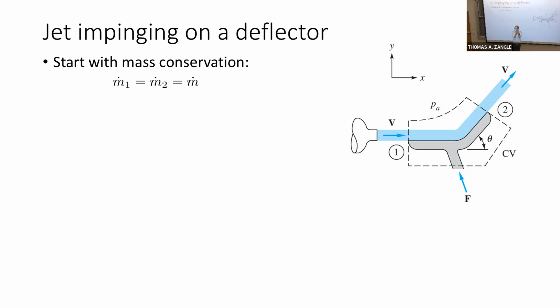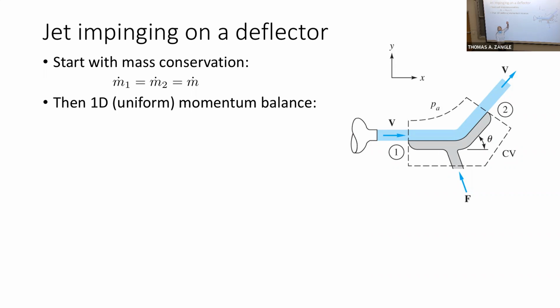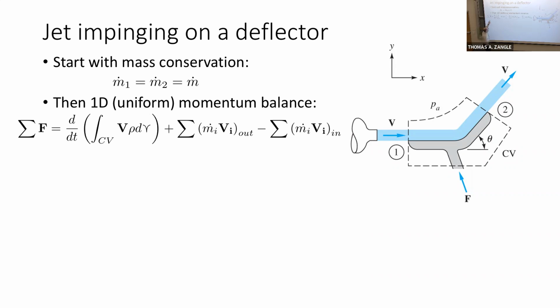Velocity magnitude v doesn't change. That means the area stays the same. So the area in this system, the area here, is the same as the area there. So then we're going to do a one-dimensional or uniform momentum balance here, assuming that the velocity profile across this inlet and outlet are uniform, with velocity equal to v. And we get this right from Wednesday's class.